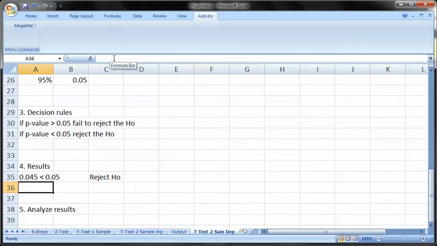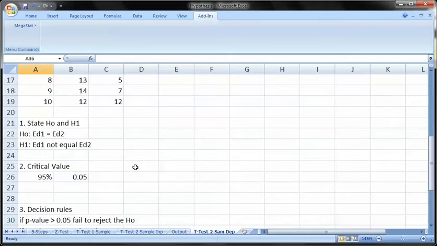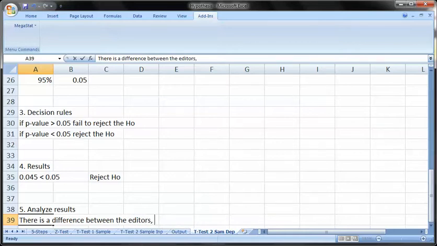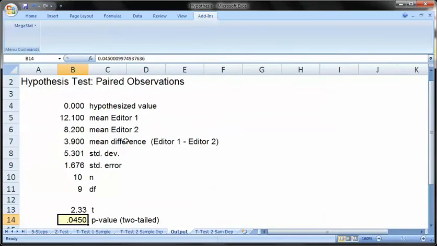In this case, it's really close. On this one, it would be a toss-up. If I was trying to make a decision between the two of them, I would probably give them a second round of tests to see if there is a difference between them, because 0.045 rounds up to 0.05 and it becomes part of that gray area of whether or not we reject the null. But in this case, technically speaking, we do reject the null hypothesis, meaning that they are not the same. There is a difference between the editors. And going back to my output, it looks like editor 1 has more errors than editor 2.